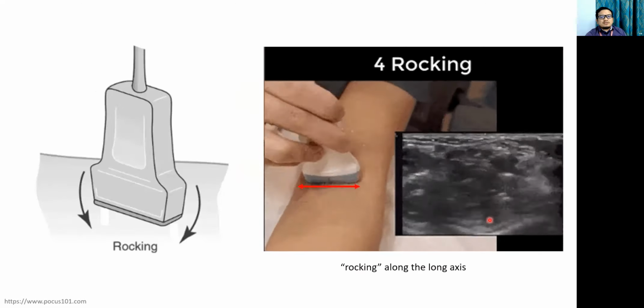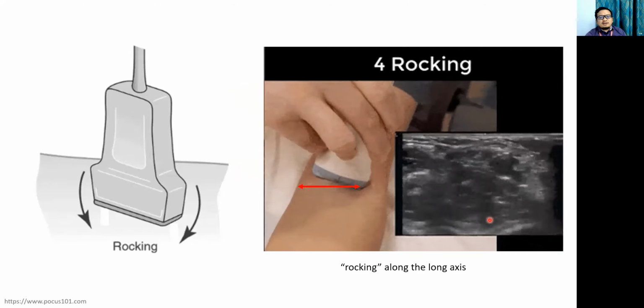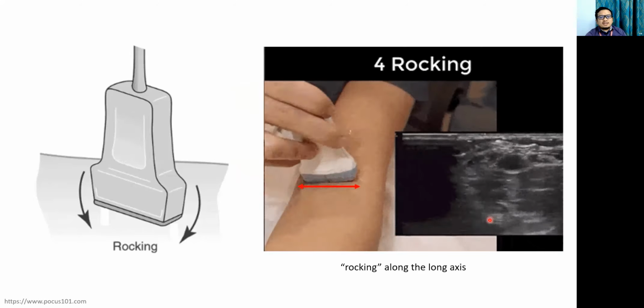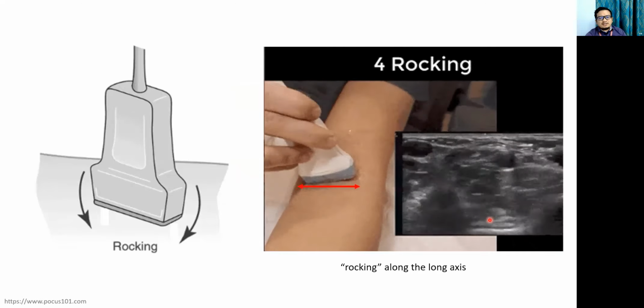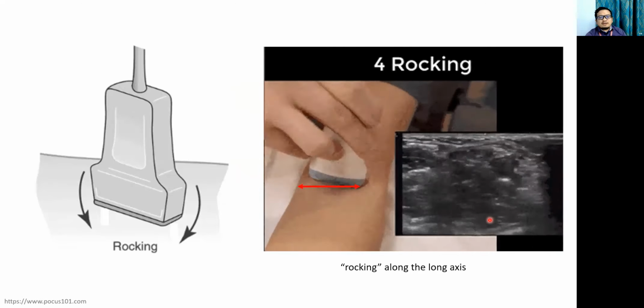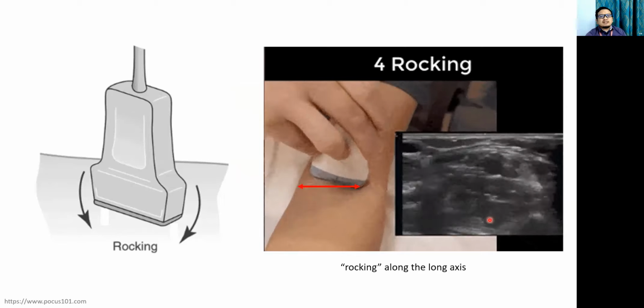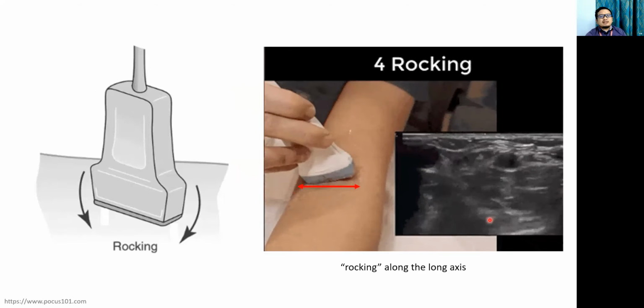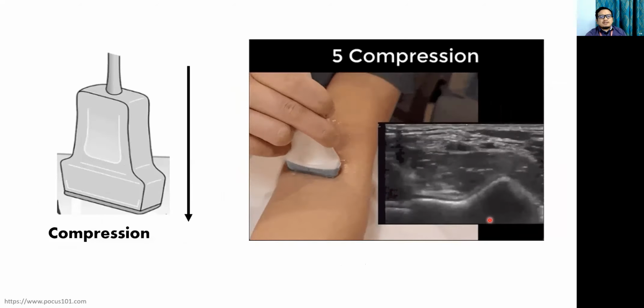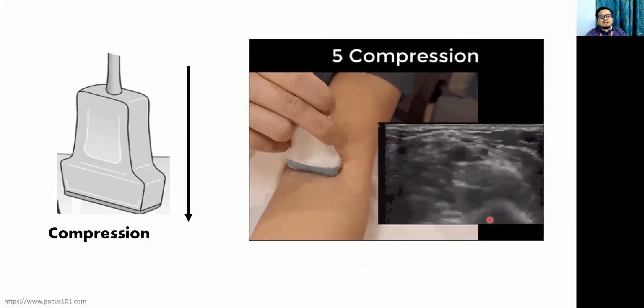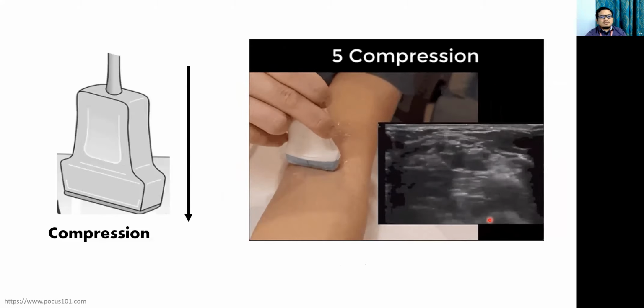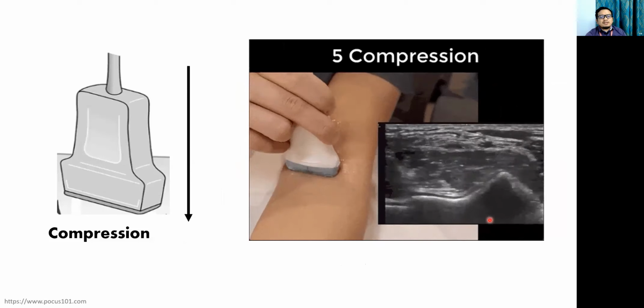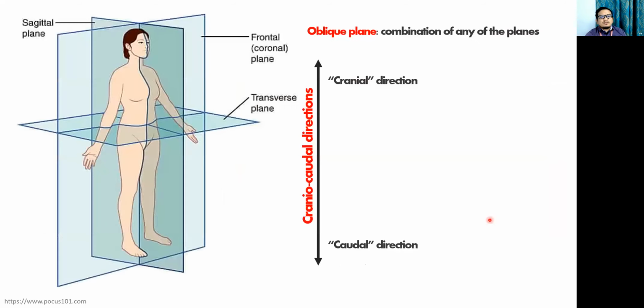Number 4 is rocking, side by side, rocking along the long axis. When you say rocking, usually we rock along the long axis, and it can produce a very different image and direction of the plane of the ultrasound image. Number 5 is compression. Usually we want to differentiate between artery and vein. Compression is simply compressing the tissue with your ultrasound probe. Another thing that you need to know is the plane of ultrasound.